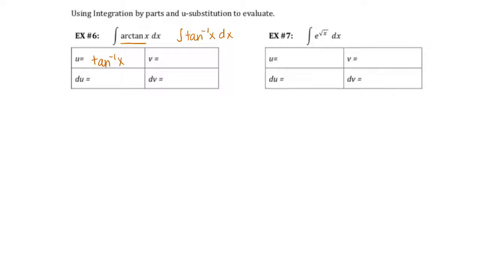And when I do that derivative, I'm going to have 1 over 1 plus x squared. Then our dv would have to be dx, and if I integrate that, I'm going to get x. So now we're ready to go through our integration process. We have u times v, so that's x inverse tangent of x minus the integral of v, which is x, times 1 over 1 plus x squared dx.